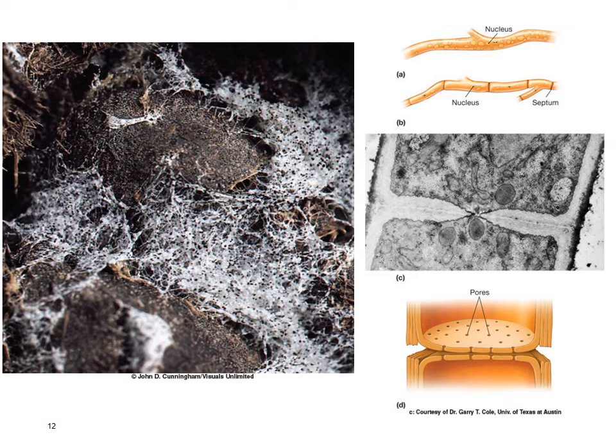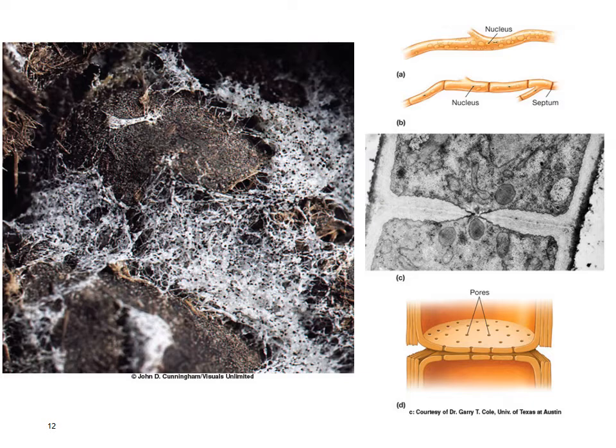In this photo to the left, you can see the white hyphae that compose the fungal mycelium, and it's forming this macroscopic mass growing in and on the soil. To the right in A, you can see a drawing of cenocytic or aseptate hyphae. In B, we have a drawing of hyphae divided into separate cells by the presence of cross walls or septa.